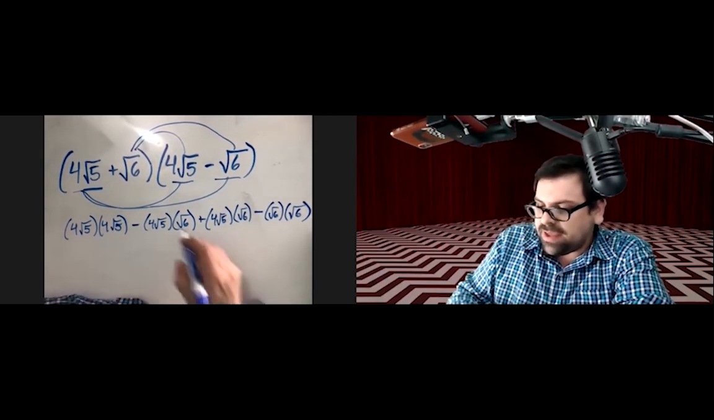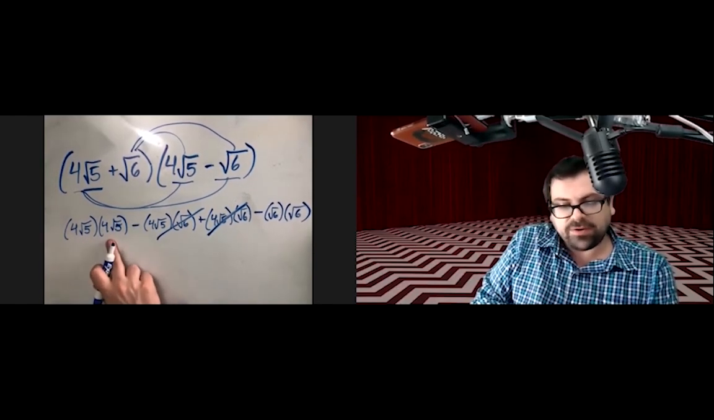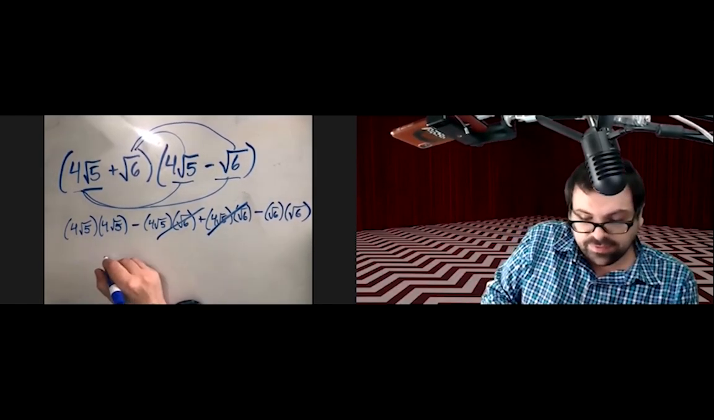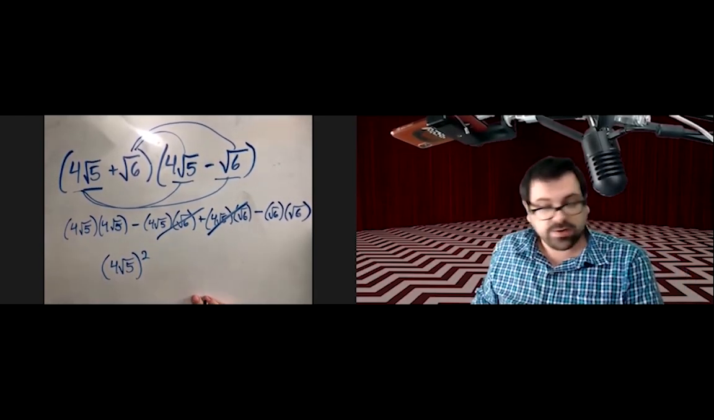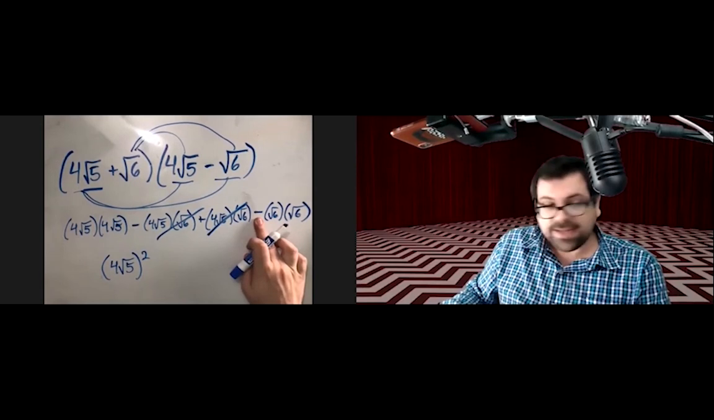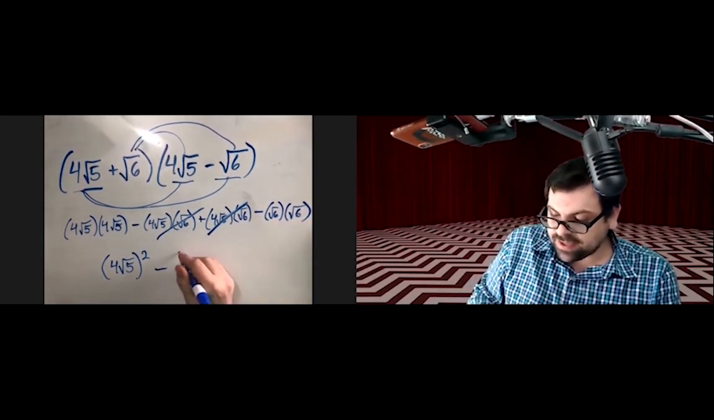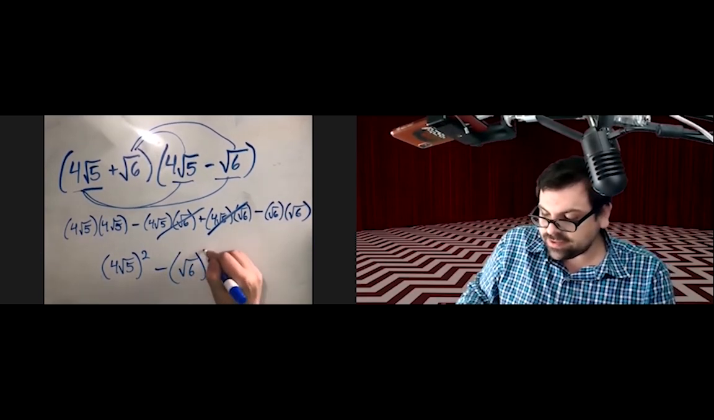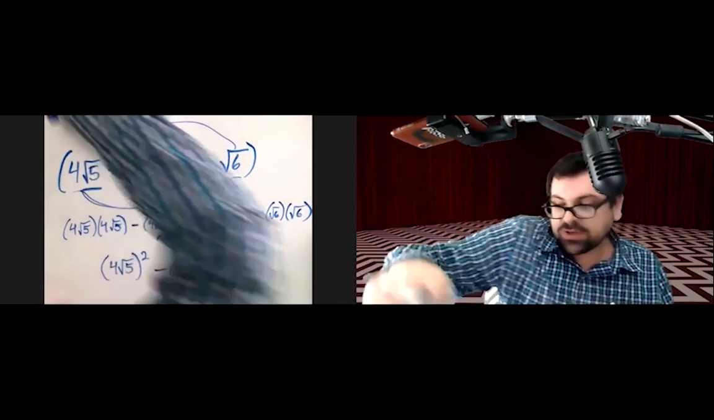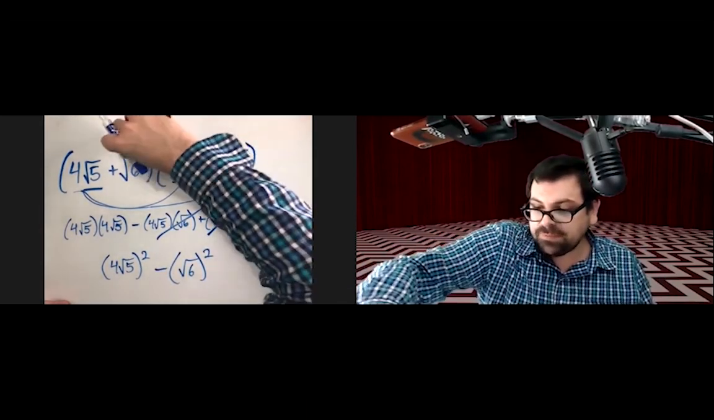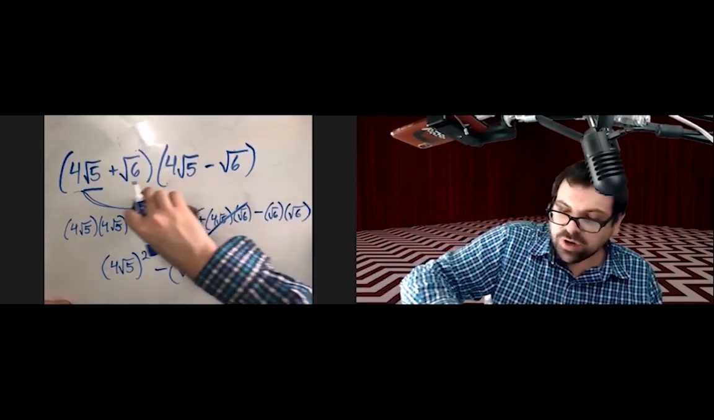These terms are the same, they cancel each other out. So we're left with 4 radical 5 times itself, or 4 radical 5 squared, and then minus radical 6 times itself, or radical 6 squared. And that's that difference of squares formula. We can skip over the foiling step when we have this special product.